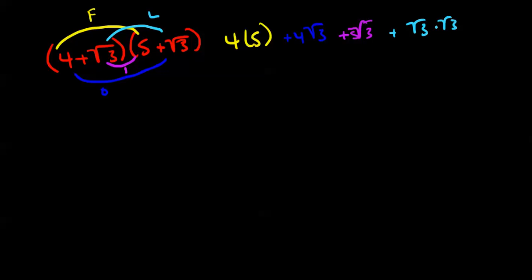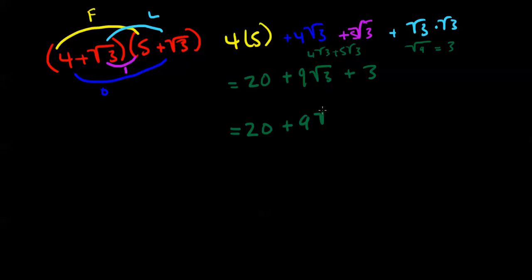Now we can go ahead and simplify what we have. So 4 times 5 equals 20, plus 4 radical 3, plus 5 radical 3. You can see that they both have like radicals, so we can go ahead and add the 4 and 5. That gives us 9 radical 3. Plus radical 3 times radical 3 would give us radical 9, and the square root of 9 is 3, so we can write 3. Now we can simplify this: 20 plus 3 gives us 23, plus 9 radical 3. We cannot add the 9 radical 3 and the 23 because they do not have like radicals.